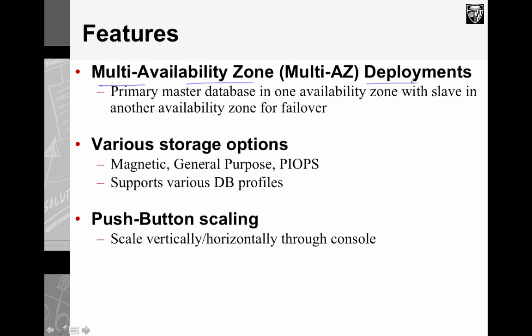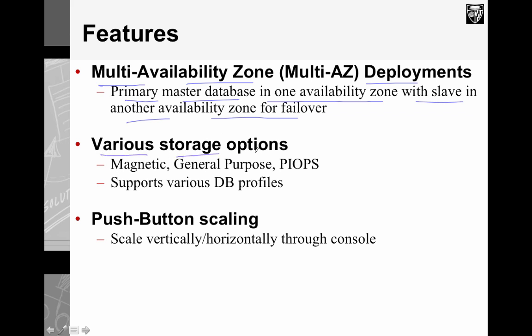Multi-availability zone deployments. You can have a primary master database in one availability zone with a slave running in another availability zone for failover. So in case the master dies in one data center, that is the first availability zone, the database will be automatically launched in the second availability zone or the failover availability zone. So you have the least amount of interruption for your database service.